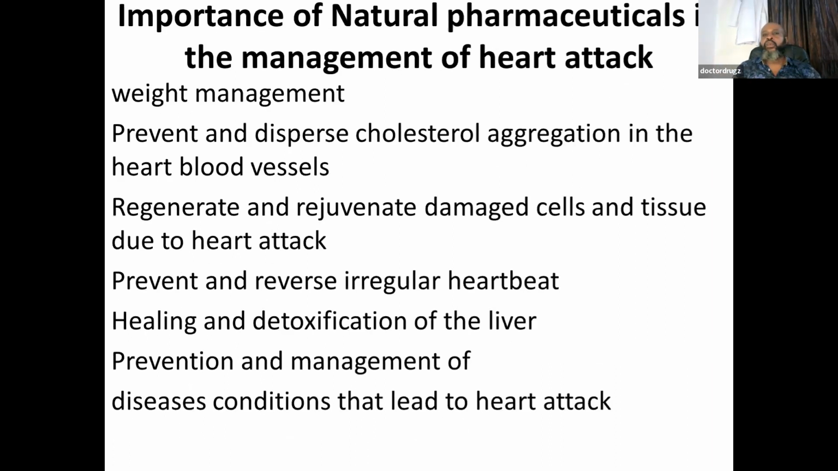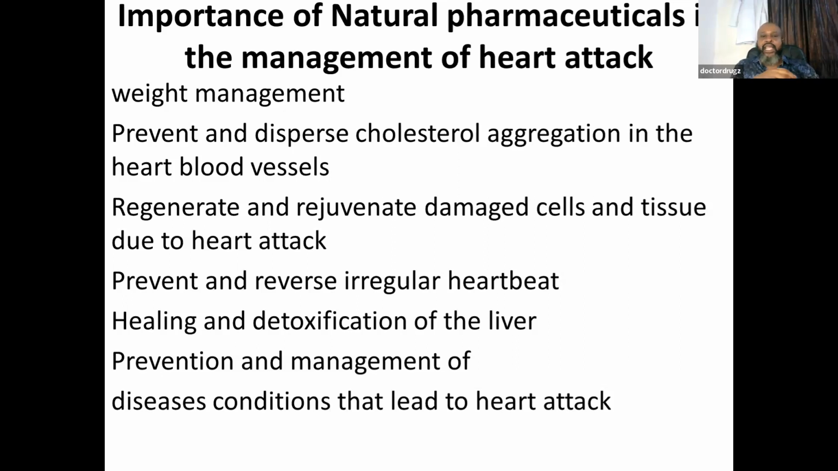So how do these natural pharmaceuticals help in preventing heart attack, help in weight management, prevent and disperse cholesterol aggregation in the heart blood vessels, and regenerate and rejuvenate damaged cells and tissue due to that? Remember that some cells are dying. And it is postulated that when heart cells die, they are difficult to revive. But those ones that are still dying and crying in pain and giving the angina pectoris people feel can still be revived. So you can see that it's possible to prevent and reverse irregular heartbeats, because the pacemaker has to be brought back and given enough blood supply to regulate the heartbeat.